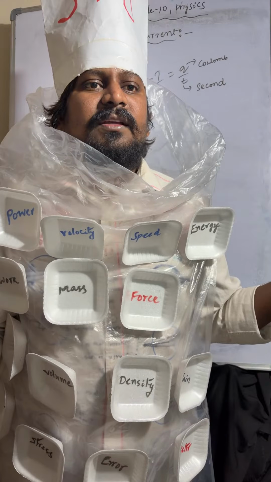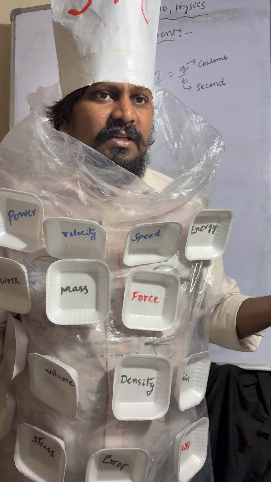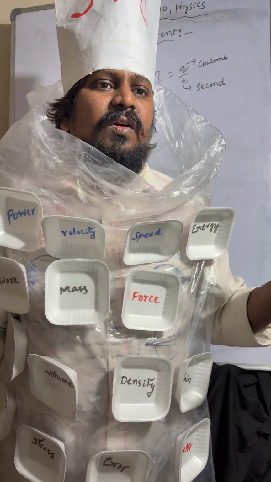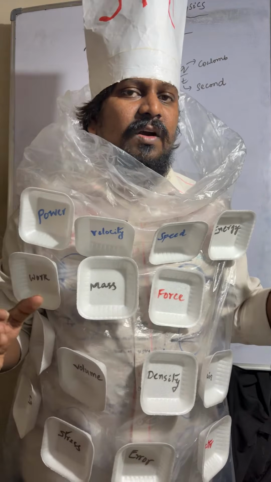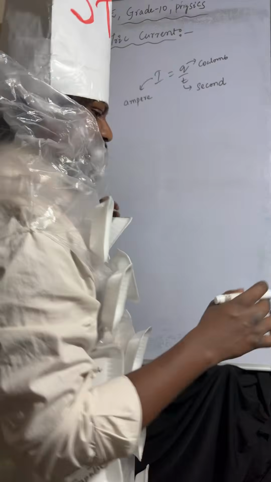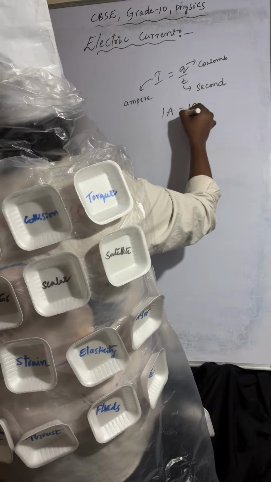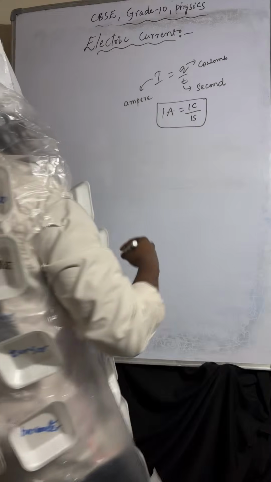So 1 ampere is defined as 1 coulomb of charge flowing through unit cross section area. Okay, I equal to Q by T. So here you can see 1 ampere is defined as 1 coulomb of charge flowing through unit cross section area.